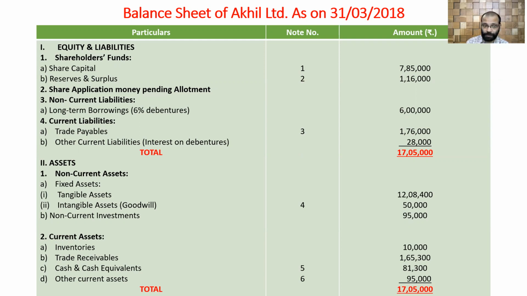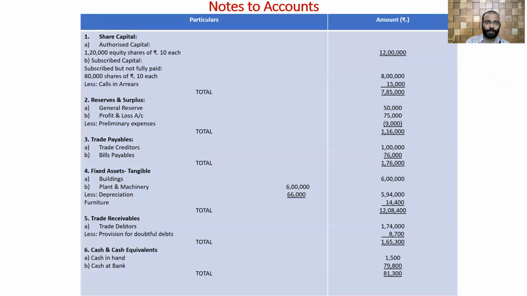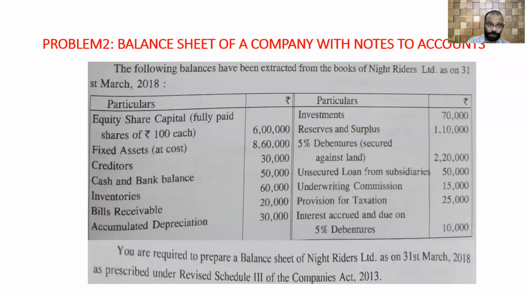Then we have the current assets. Under that, inventories, we have 10,000 given in the question. Trade receivables, that is 1,65,300. Then cash and cash equivalents, the sixth note we have prepared, that is 81,300. And other current assets, we have 95,000, which is given in the question. So add up all these things, we get 17,05,000. I hope it is very clear. So hence we can say that the balance sheet is tallied, with the assets and liabilities total amount of 17,05,000 rupees. Next, let's go to the second question. The second question is the same thing, but with a different transaction.